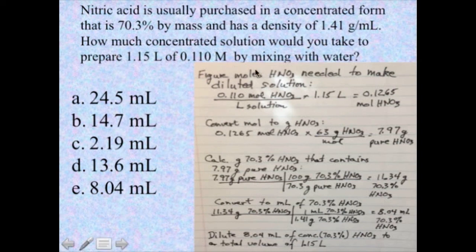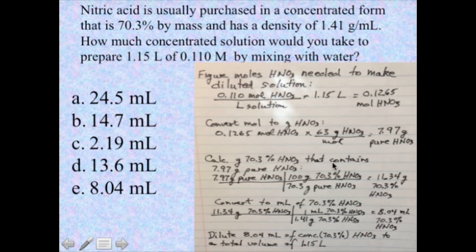Okay, here we go. First, figure the moles of nitric acid needed to make the diluted solution. We simply multiply the molarity of the desired solution we want by 1.15 liters, the volume that we want, to get the moles of nitric acid, 0.1265 moles nitric acid. Now we convert those moles to grams of nitric acid by multiplying by nitric acid's molar mass, 63 grams per mole. We end up with 7.97 grams pure nitric acid.